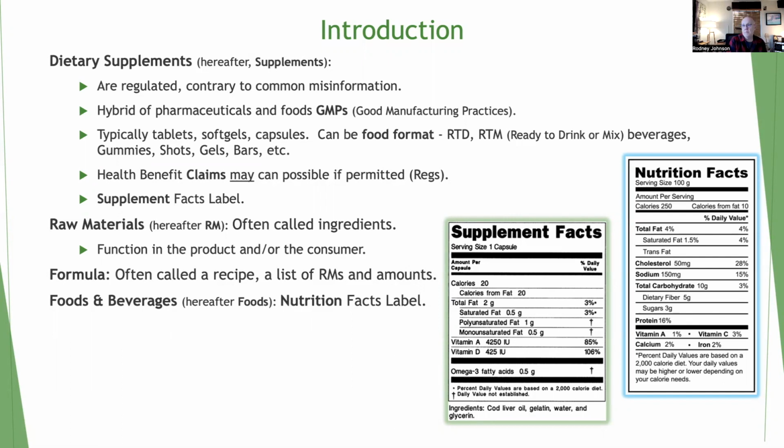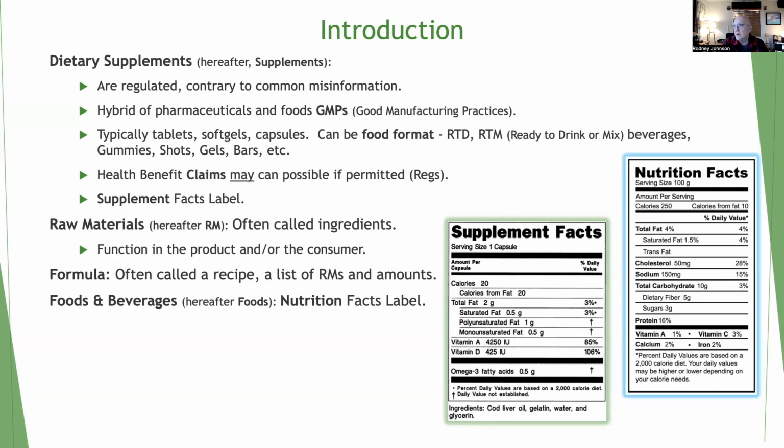There are players that don't do things the right way, and you can make compromises and you can have poor product as a result. But good manufacturers, quality producers, and quality R&D organizations will do the right thing to make it a legitimate dietary supplement. The typical forms for dietary supplements are tablets, soft gels, and capsules, but they can be a food format, like a ready-to-drink or ready-to-mix beverage. Gummies are a big deal now. Shots, gels, and bars, those are all possible formats for a dietary supplement.